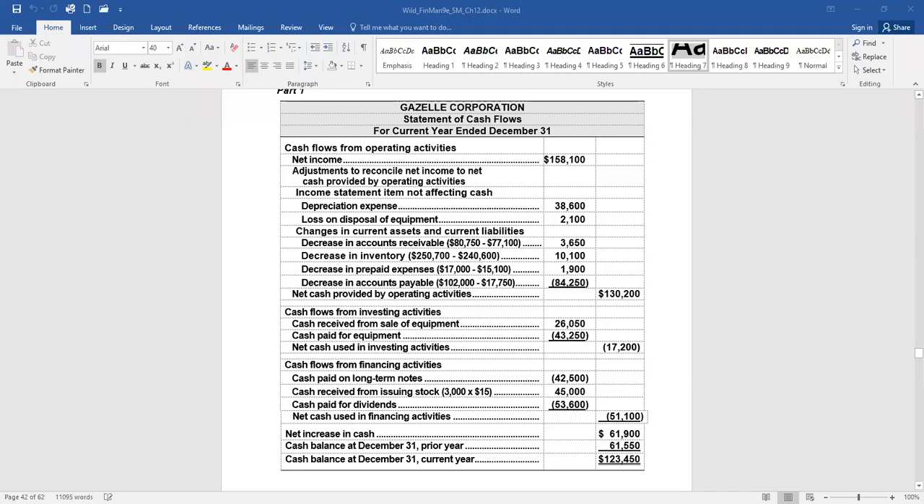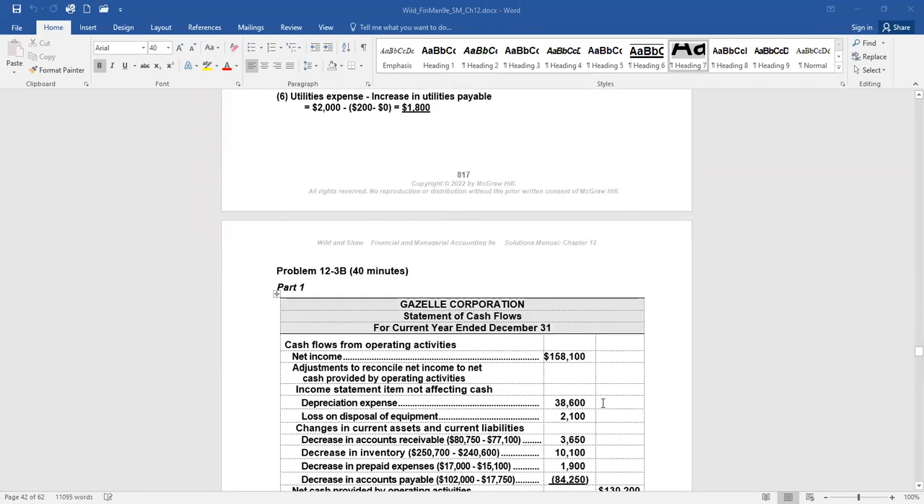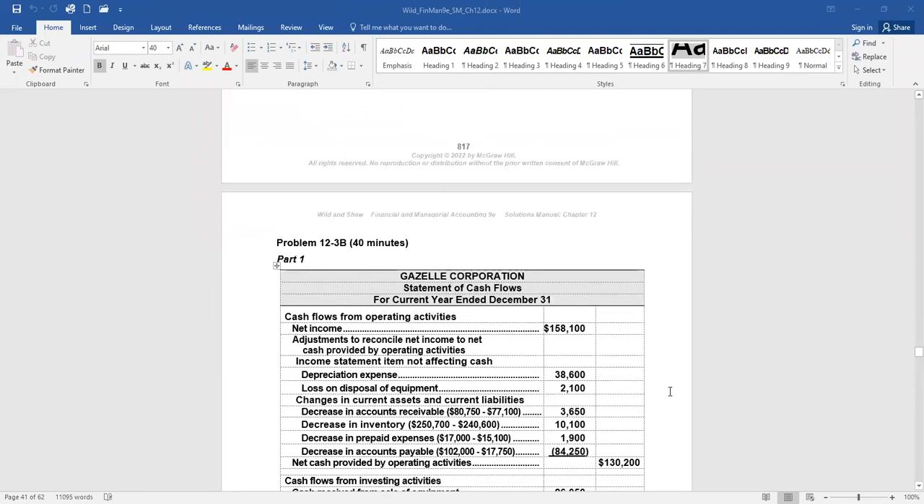Okay. So remember, let's just start here because that looks like a lot of stuff there, right? We have Gazelle Corporation. This is a formal financial statement, so statement of cash flows for the current year ended December 31st. We start with our label, cash flows from operating activities.